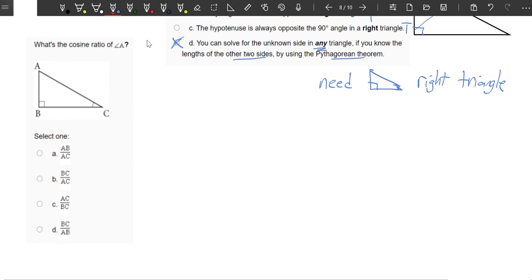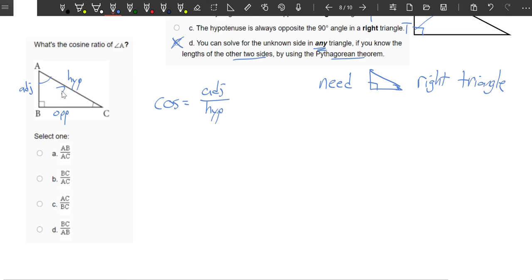Next, what's the cosine ratio of angle A? So cosine is always equal to adjacent over hypotenuse. For angle A is right there. So the adjacent side is going to be this one. And this side is our opposite, which we don't care about right now. And this side is our hypotenuse.